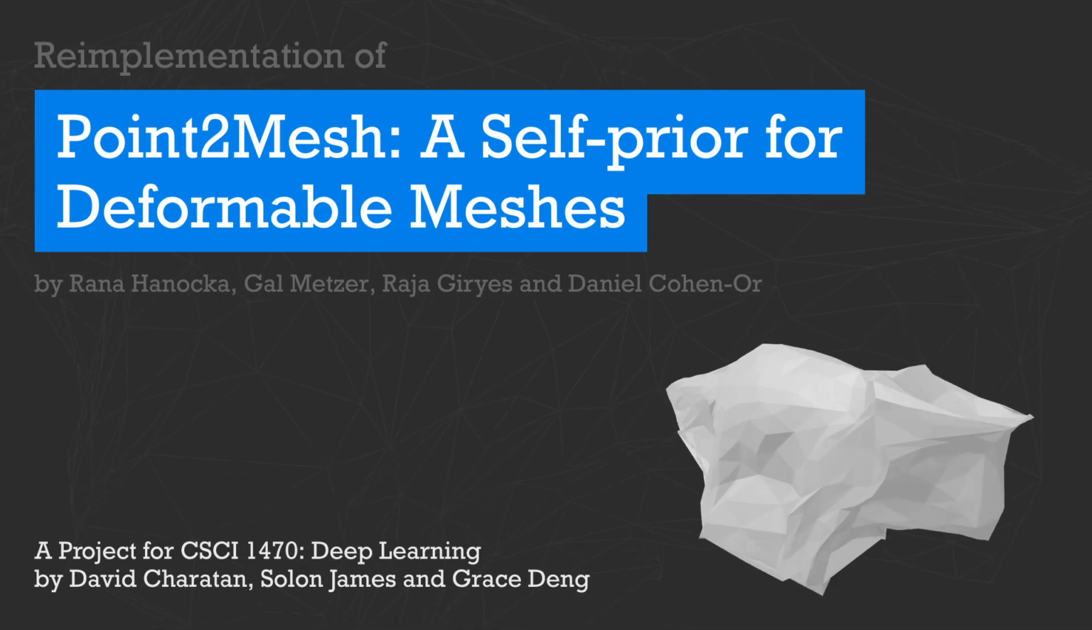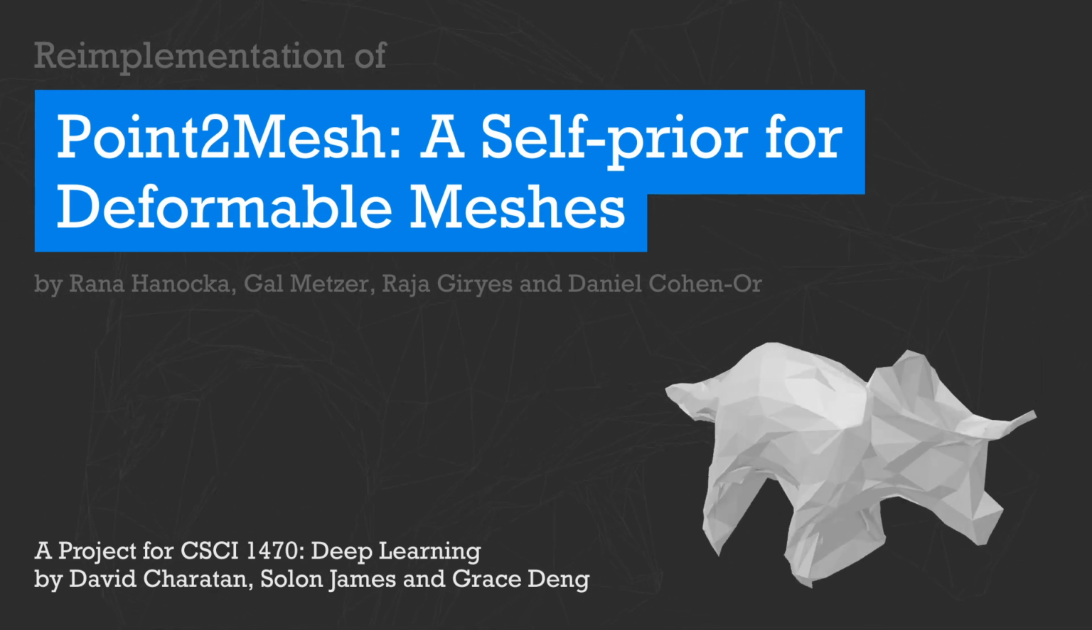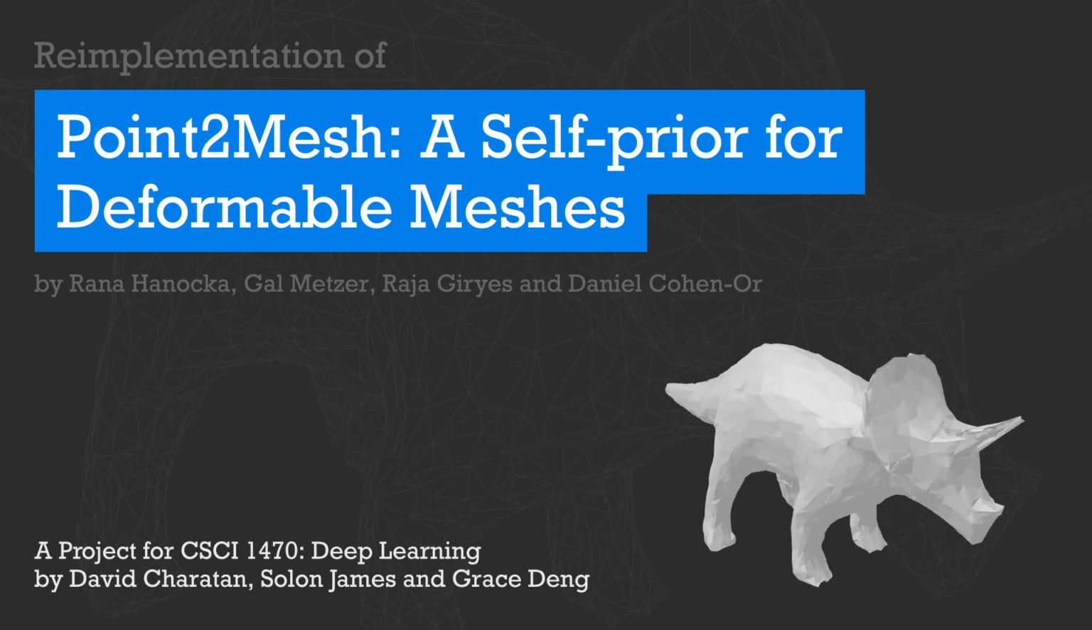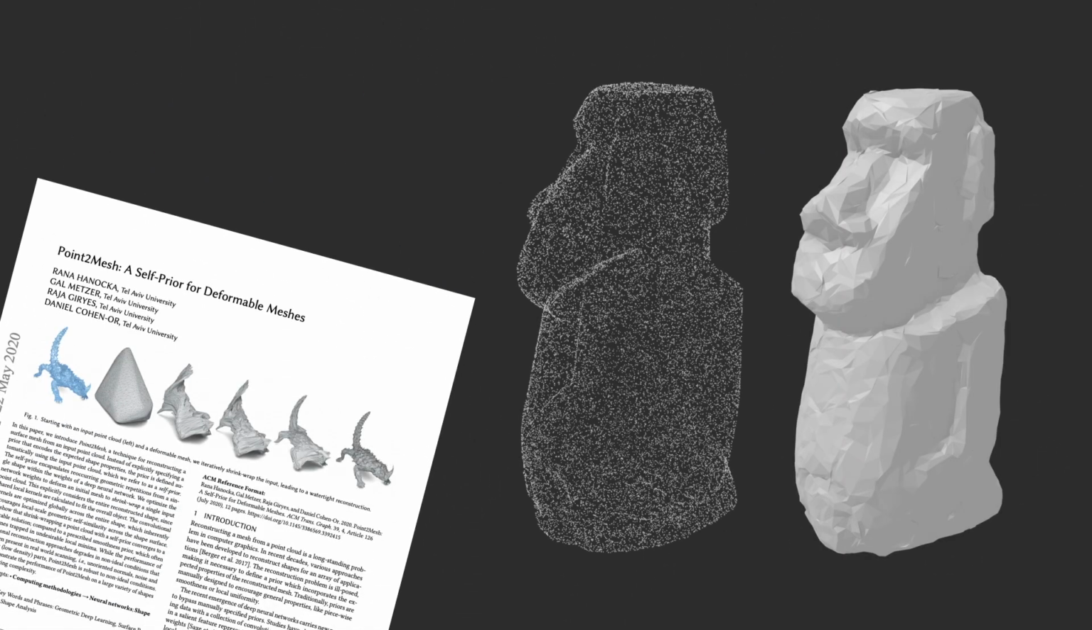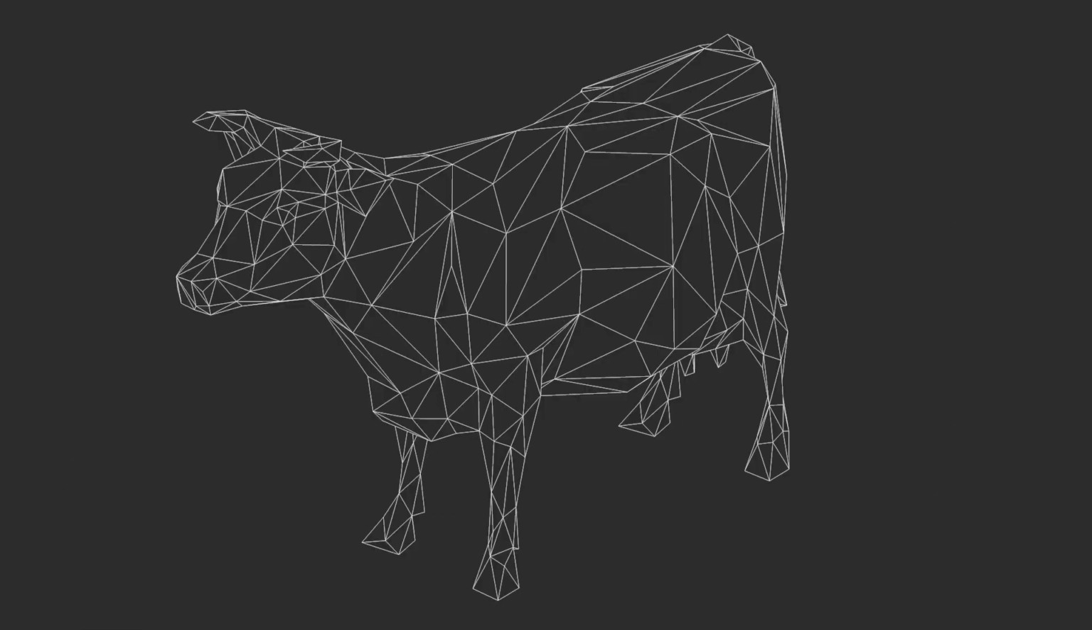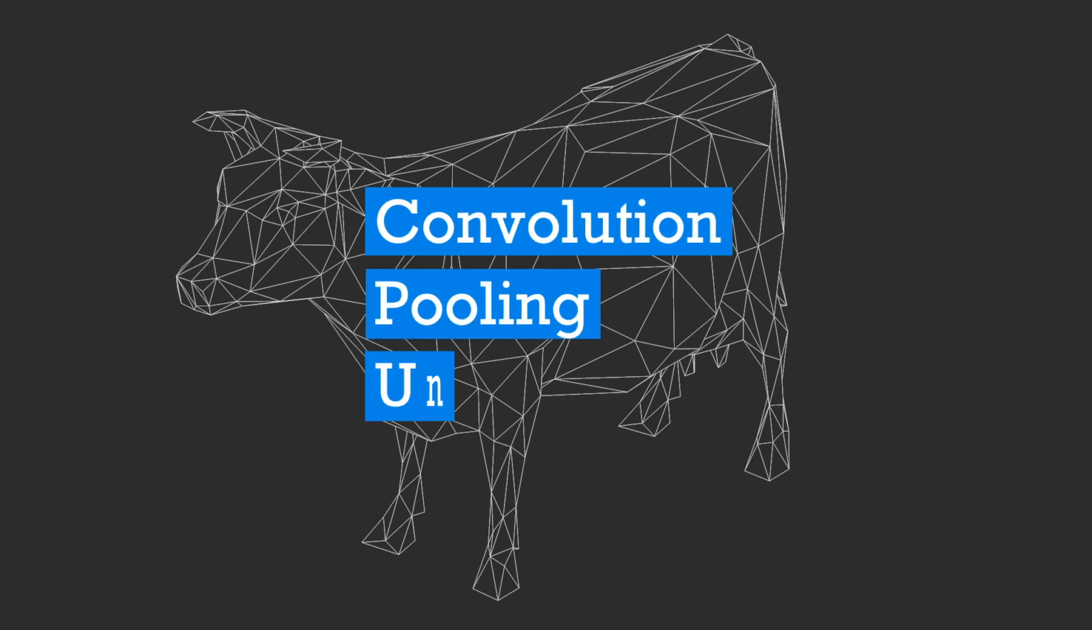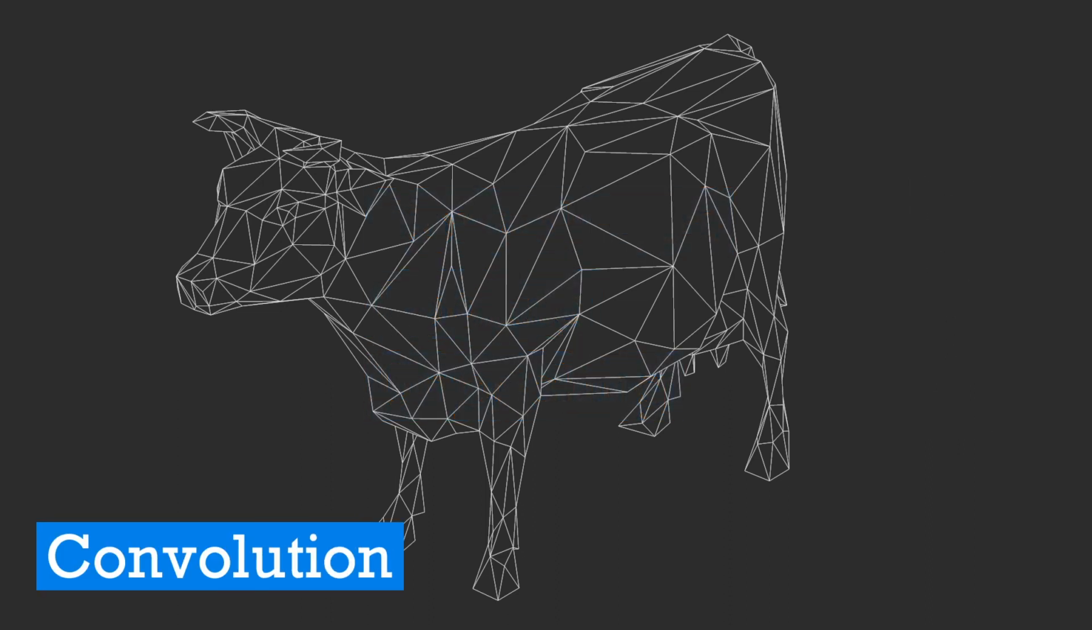For our final project, we implemented the paper Point2Mesh, a self-prior for deformable meshes. This paper aims to reconstruct 3D meshes from point clouds using mesh-based convolutional neural networks. Mesh-based CNNs assign each edge a feature and support convolution, pooling, and unpooling. Convolution kernels are defined over neighborhoods of 5 edges.